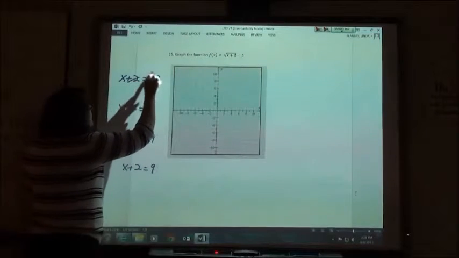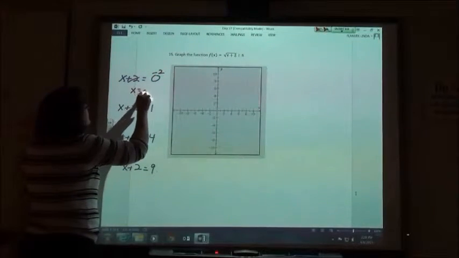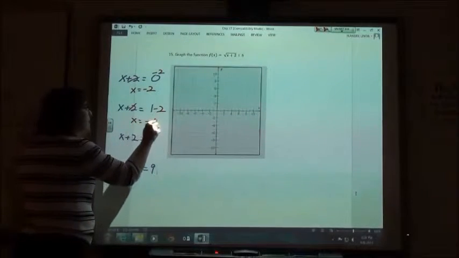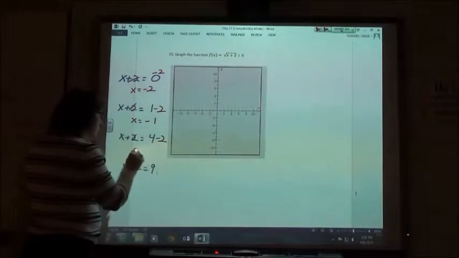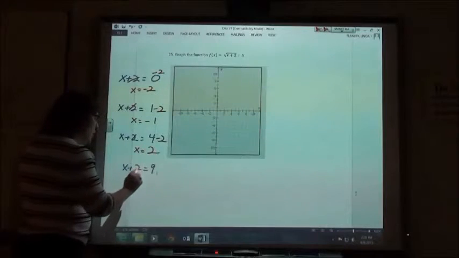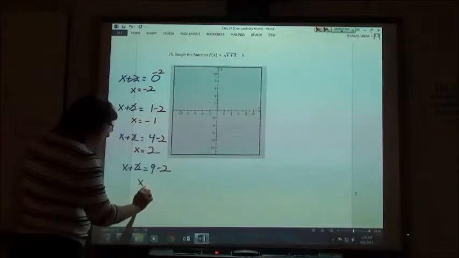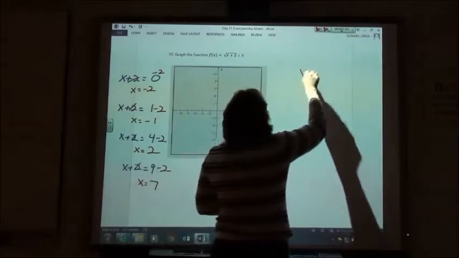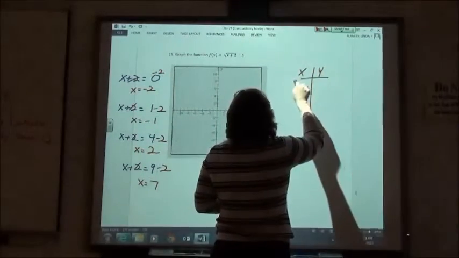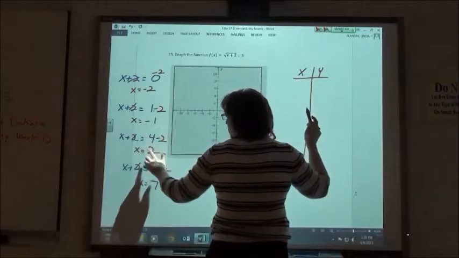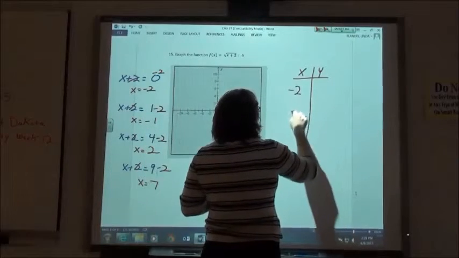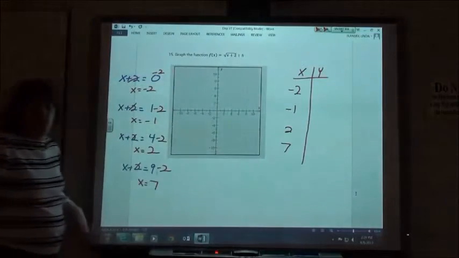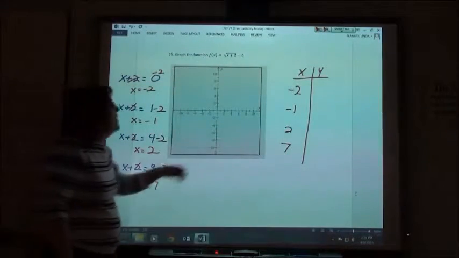Solving each of these, I'm going to minus my 2. So x equals negative 2. Minus my 2. 1 minus 2 would be negative 1. Minus my 2. 4 minus 2 is 2. Minus my 2. 9 minus 2 is 7. So in my table, negative 2, negative 1, 2, and 7. So that underneath my square root, I should get those perfect squares that I can solve.